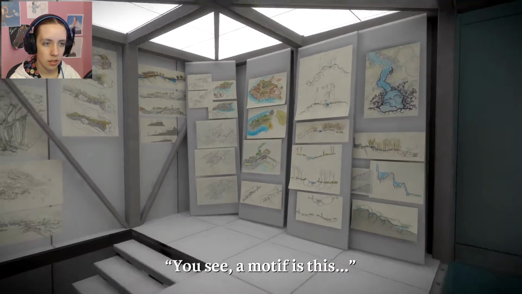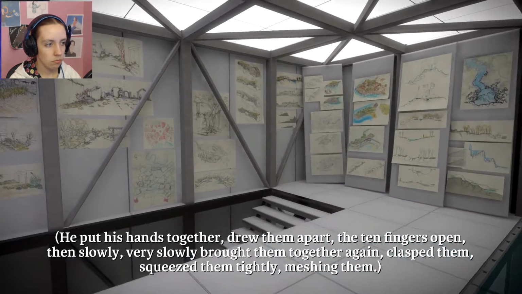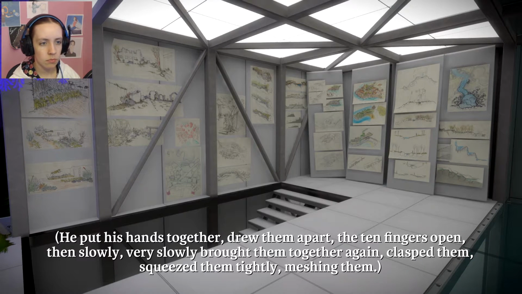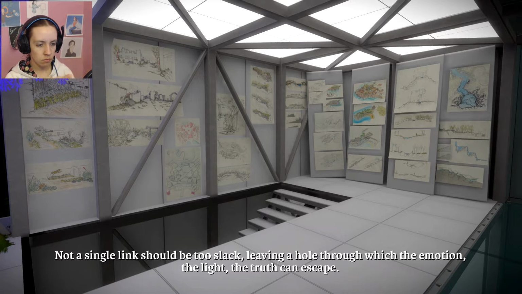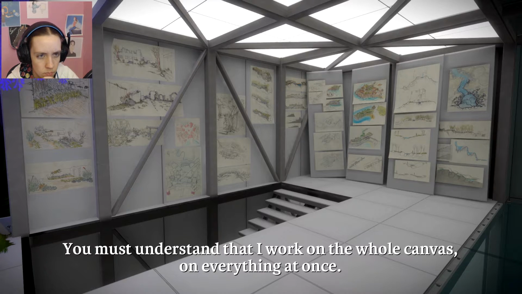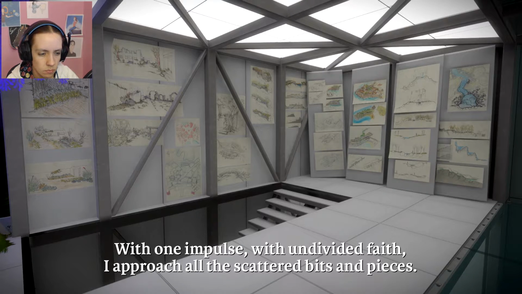You see, a motif is this. He put his hands together, drew them apart, the 10 fingers open, then slowly, very slowly, brought them together again, clasped them, squeezed them tightly, meshing them. That's what one should try to achieve. If one hand is held too high or too low, it won't work. Not a single link should be too slack, leaving a hole through which the emotion, the light, the truth can escape. You must understand that I work on the whole canvas, on everything at once. With one impulse, with undivided faith, I approach all the scattered bits and pieces.